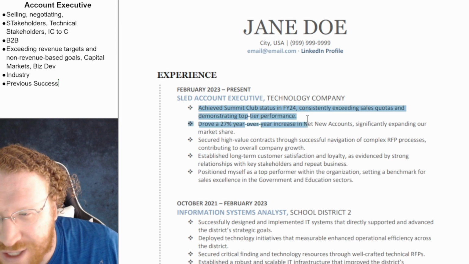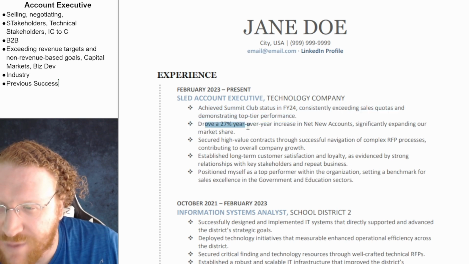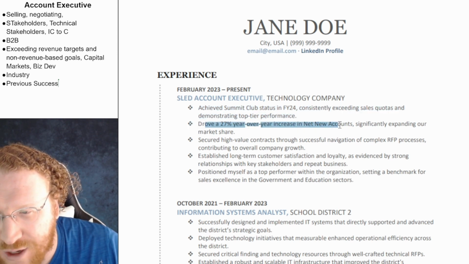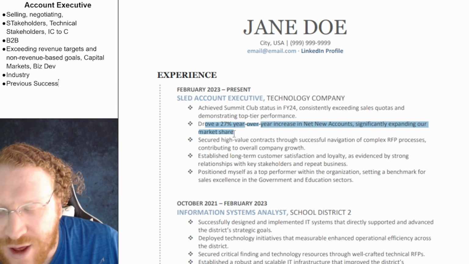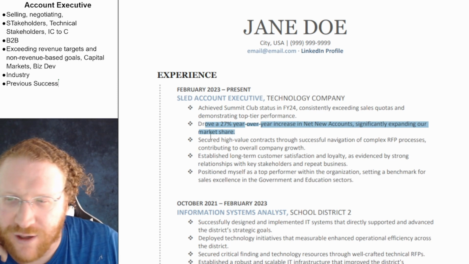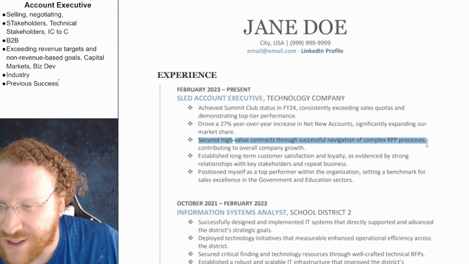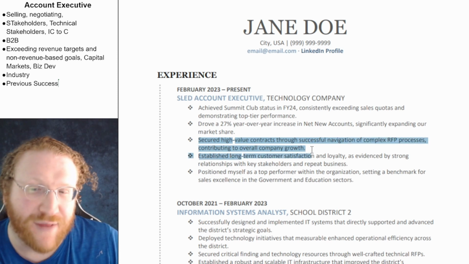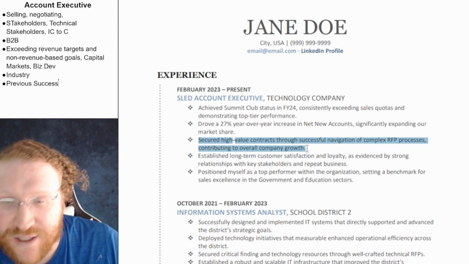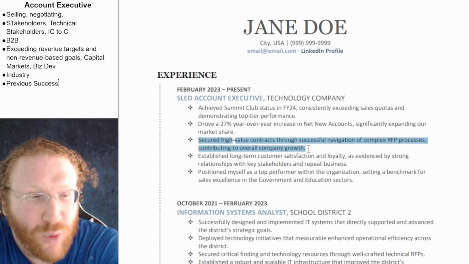This is solid, but I still want a little bit more. Drove a 27% year-over-year increase in net new accounts, significantly expanding our market share. That's solid. I'd like a little bit more. Secured high-value contracts while navigating complex processes, contributing to overall company growth. Again, this one's actually solid. I like this. But I want to know a little bit more about how you did that.